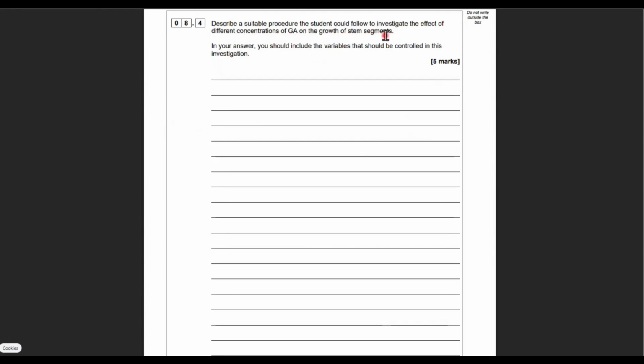Right, describe a suitable procedure the student should follow to investigate the effect of different concentrations of GA on the growth of stem segments. In your answer, you should include the variables that should be controlled in this investigation. It's worth 6 marks. Pause the video, have a go on paper, see how many bullet points you can get down that make sense. All right, this is the way I'm going to do it.